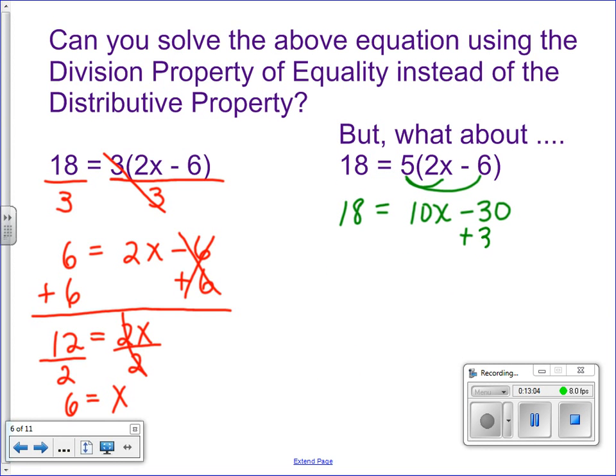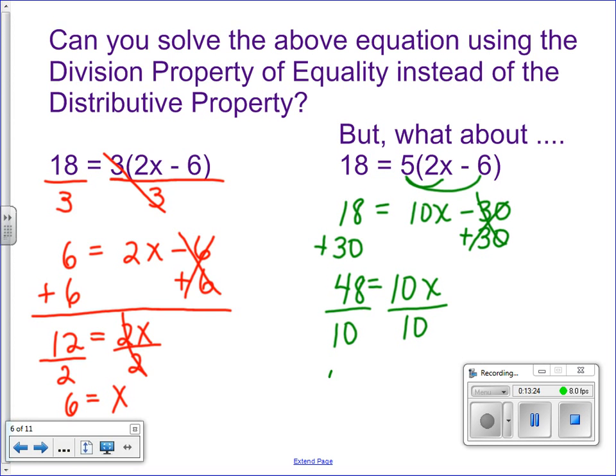Then add 30 to both sides, and you'll notice here I'm dealing with nice whole numbers. No problem. Negative 30 plus 30 is 0. 18 plus 30 is 48. On the right-hand side, I have 10x. And then divide by 10 on both sides. 48 divided by 10 is 4.8. So the nice part about doing it this way is you don't get a decimal until the very end. All right, and I think this is the preferable way to do it, to use the distributive property.